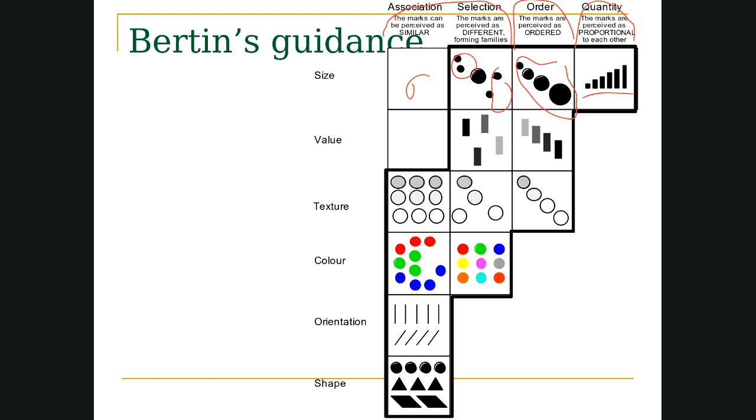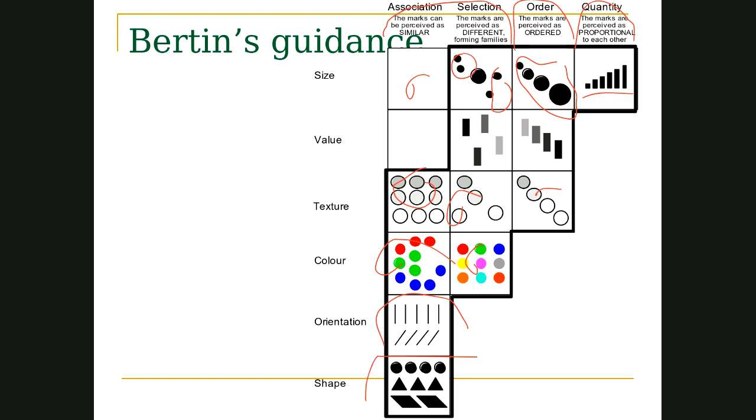Value, and by value here, it looks more like grayscale, what they call grayscale in the other one. Here you say it can show order and nominal data. Texture obviously can show association and differences and order. Color by itself, notice it cannot show order or quantitative data. And orientation and shape. So these 2 agree on orientation and shape.